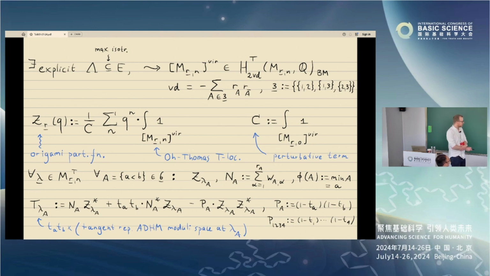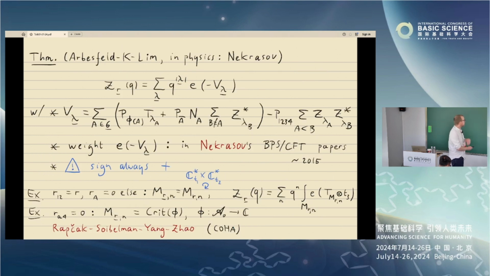So NA is the sum of all the framing parameters of this framing vector. Then there's the following theorem in a work in progress with Arbesfeld and Lim. And in physics, of course, it originates from Nekrasov's work.